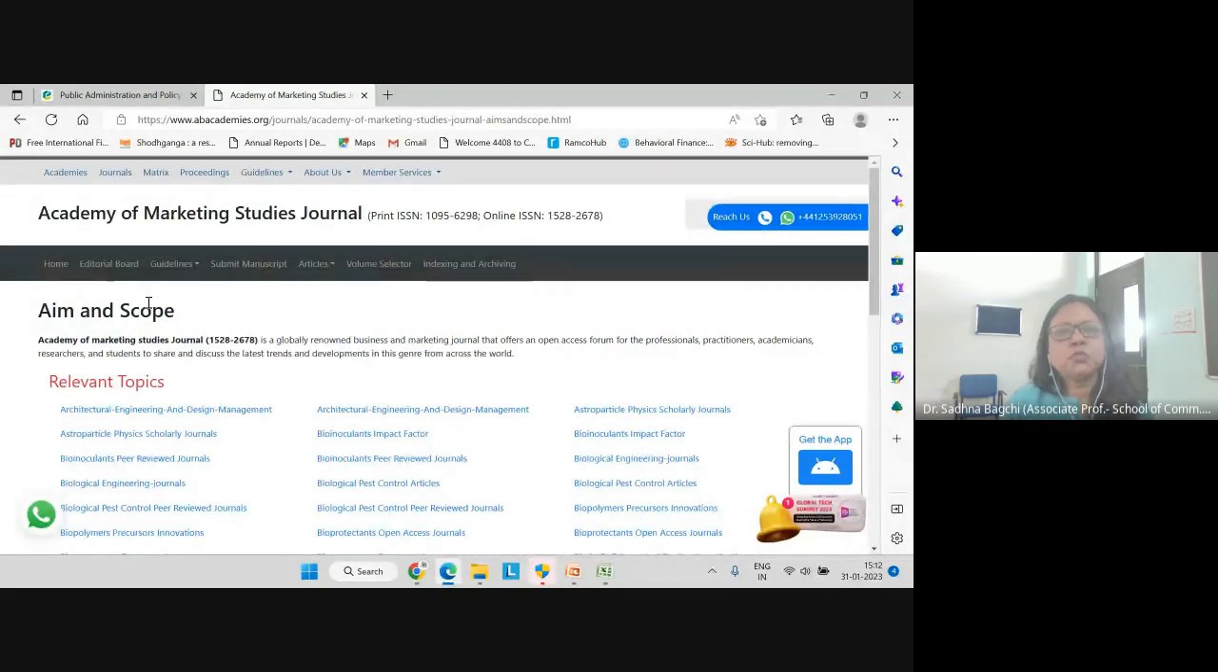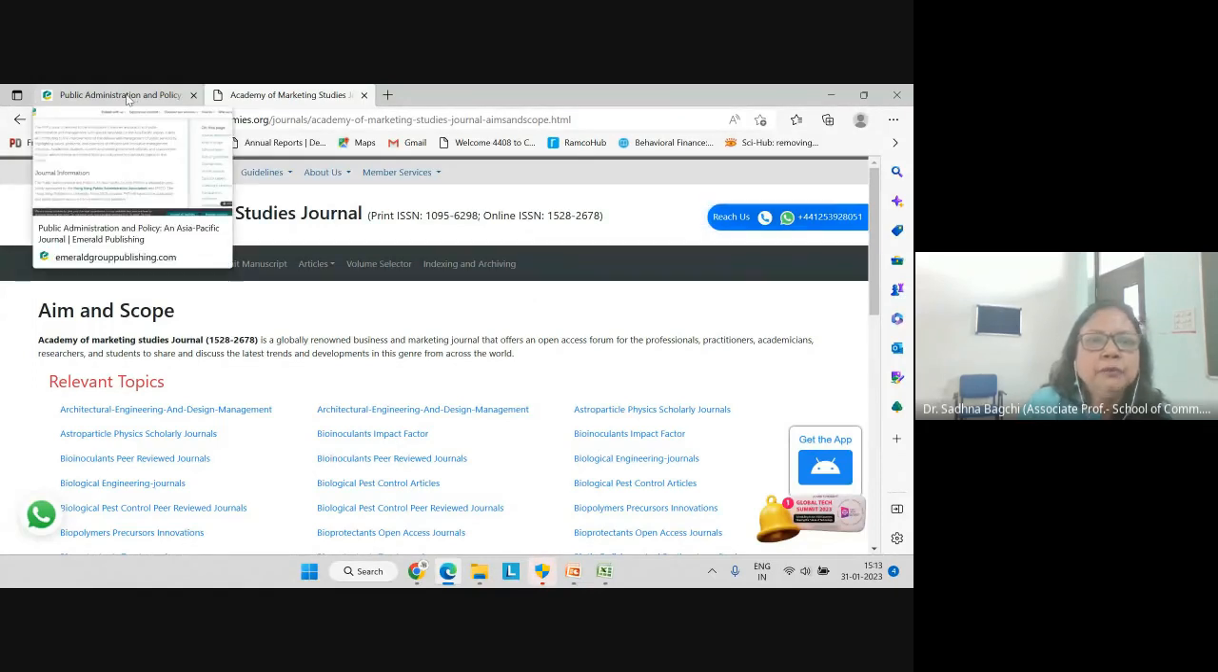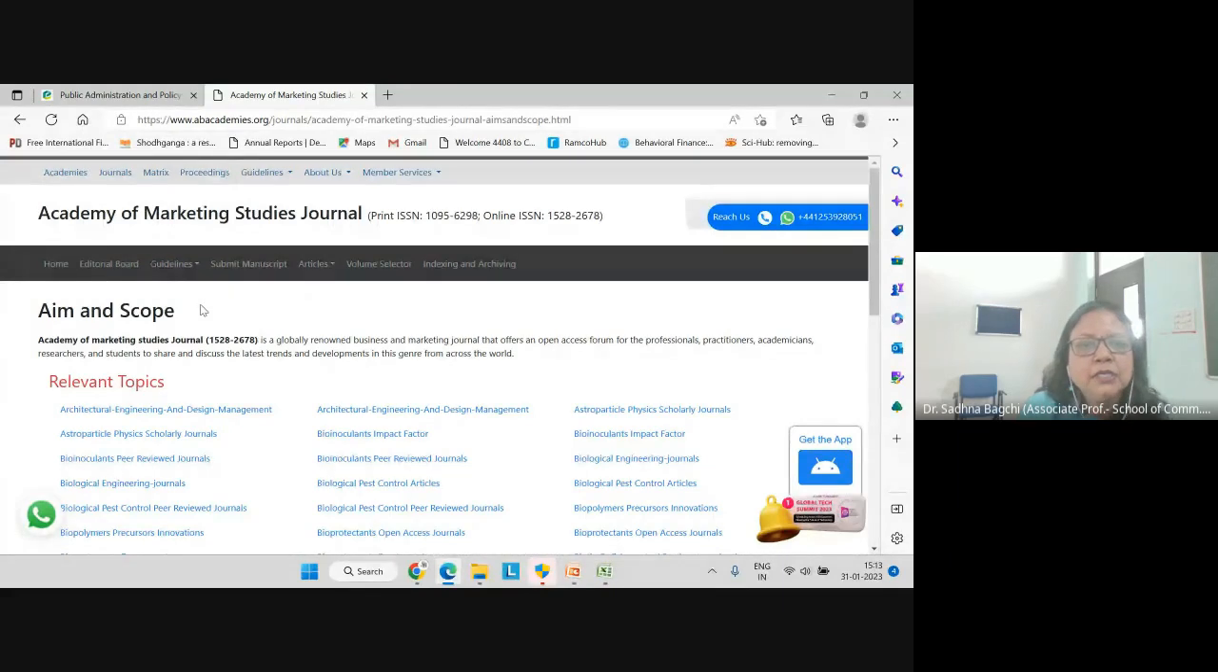So I'm just showing some examples of how the scope works, because many scholars come to me saying my paper is not selected anywhere, I'm submitting to so many places but not selected. Blind submission does not mean your paper will be selected. So first you do some homework, find the correct journal where your paper fits, and submit the paper to that particular journal. In that way your paper will be selected.